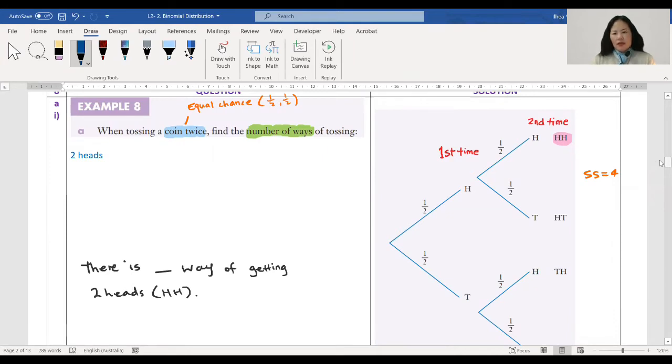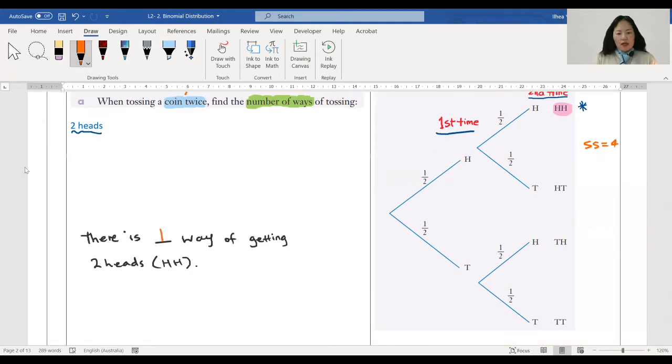Start thinking about tree diagrams here. So we've got a 50-50 chance, same probability. So it'd be half-half to get head and tail. And that's the first toss, and that's the second. We get 4 possible outcomes here. In that, we just want to know how many ways we can get 2 heads. There's only one way of getting 2 heads, which is head and head. So this is not finding a probability, just the number of ways.